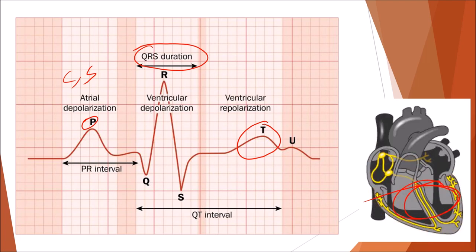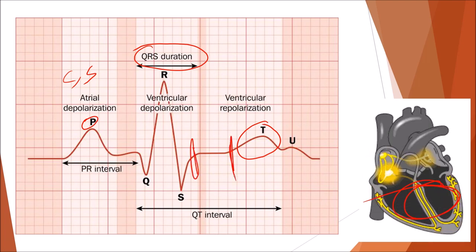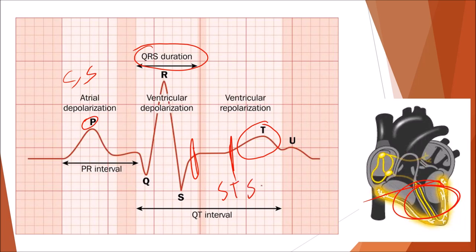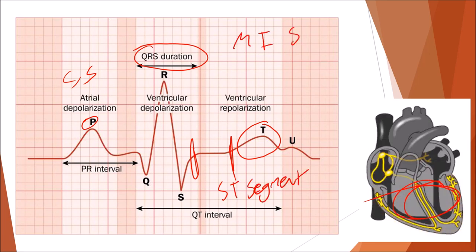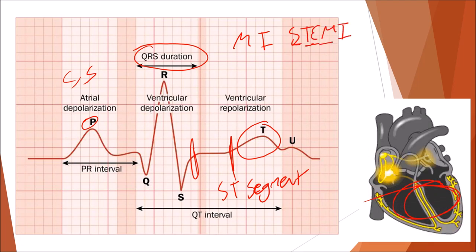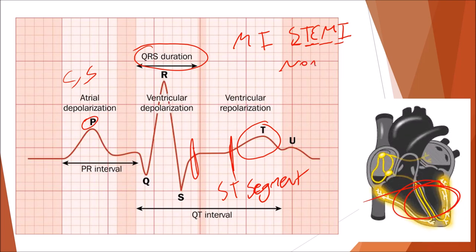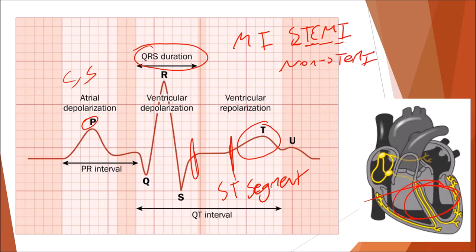And again, what determines a heart attack is this section right here called the ST segment, which can determine an MI, which could be either a STEMI, which we can see on an EKG, right? ST elevation myocardial infarction, or a non-STEMI, which we see through blood tests.